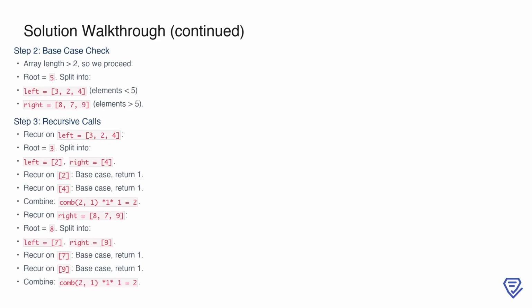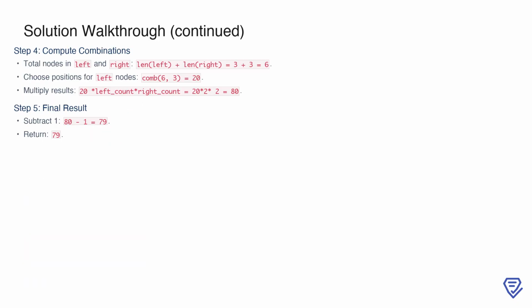Similarly, for right equals [8, 7, 9], the root is 8, which splits into left equals [7] and right equals [9]. Again, both subtrees hit the base case, so we return 1 for each. Combining these, we compute comb(2, 1) * 1 * 1 equals 2. Finally, we calculate the total combinations for the left and right subtrees of the root 5. The total number of nodes in these subtrees is 3 plus 3 equals 6.